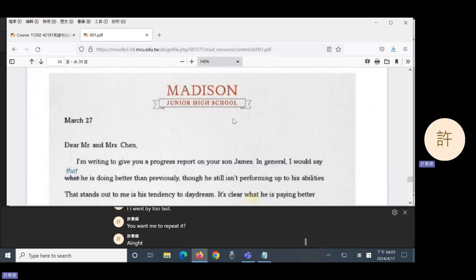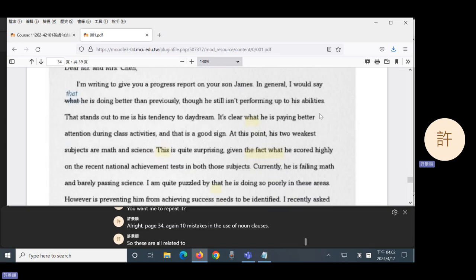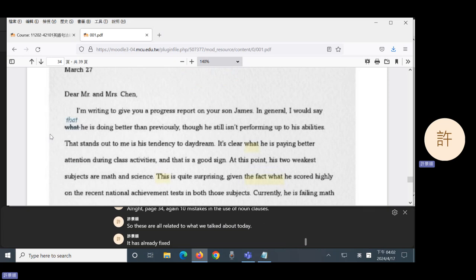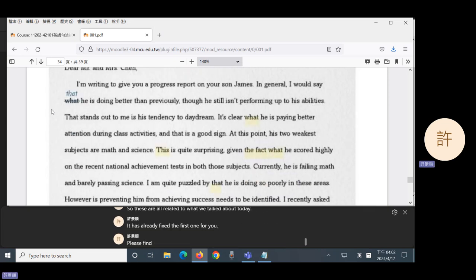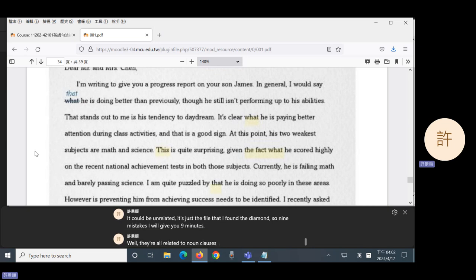All right, page 34. Again, 10 mistakes in the use of noun clauses. So these are all related to what we talked about today. It has already fixed the first one for you. Please find 9 more mistakes. The highlight means nothing. It could be related, it could be unrelated. It's just the file that I found. This is the diamond. So 9 mistakes, I will give you 9 minutes. Well, they're all related to noun clauses. I'll give you 6 minutes.